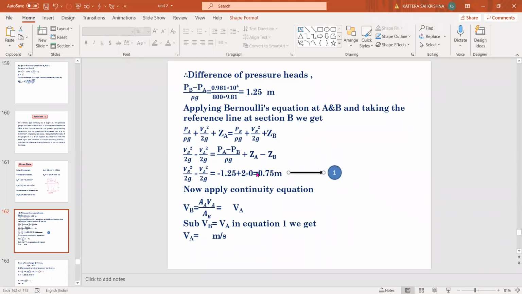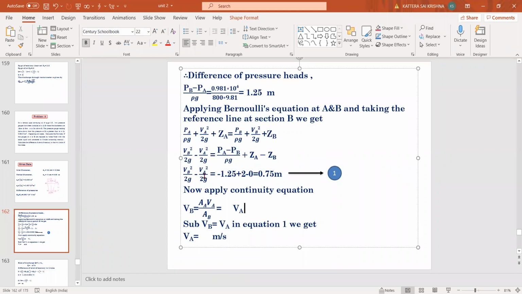Okay, now let us take this as the first equation. Because here no velocities are given, we need to find velocities by using the continuity equation. So now we apply the continuity equation at both the sections A and B. We know Q equal to A1 V1 equal to A2 V2, which in terms of AA and VA we are taking here. So from this, you'll get VB, nothing but V2, equal to A1 V1 by A2.